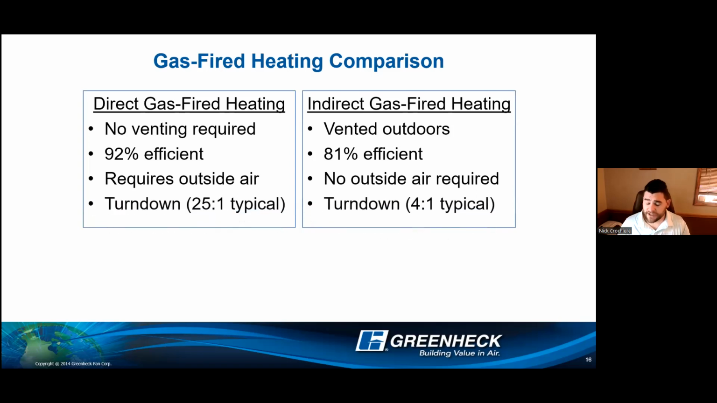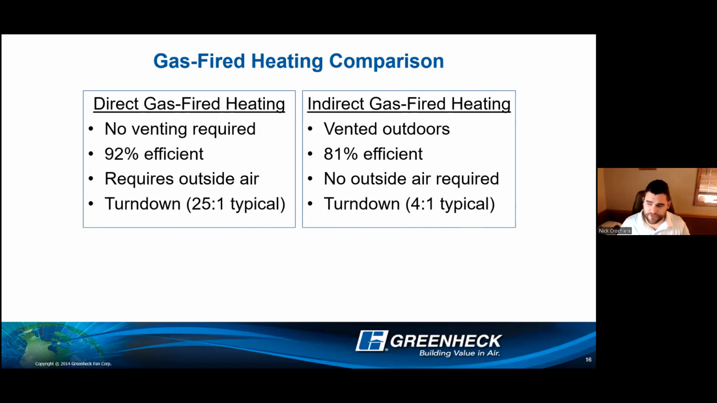Turn down, so we're talking about heating turn down capability. So 25-1 is the standard for direct gas. Now that is across the entire industry, not only us. You will hear 30-1 in some instances. If that is, they're only talking about the burner. The burner itself is 30-1. A direct gas unit as a whole is 25-1. That again, industry standard. And then turn down for indirect.